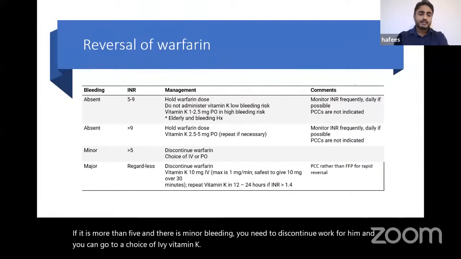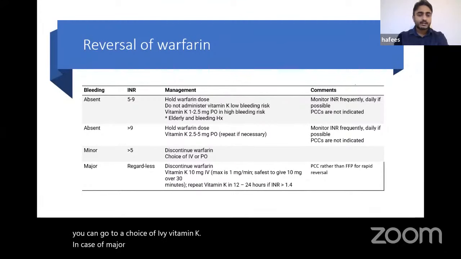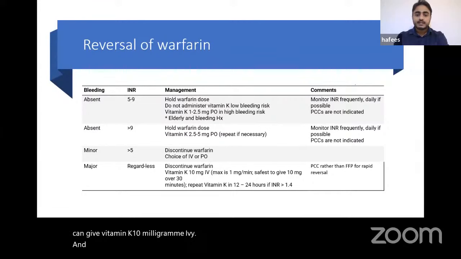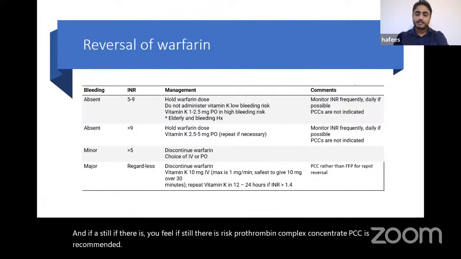In case of major bleeding, regardless of the INR, we need to discontinue warfarin first, and you can give vitamin K 10 milligram IV. And if you feel there is still risk, prothrombin complex concentrate, PCC, is recommended for the rapid reversal.